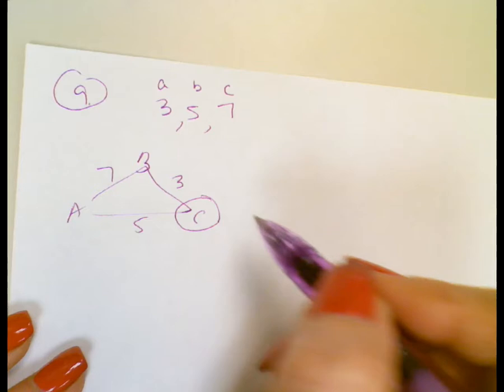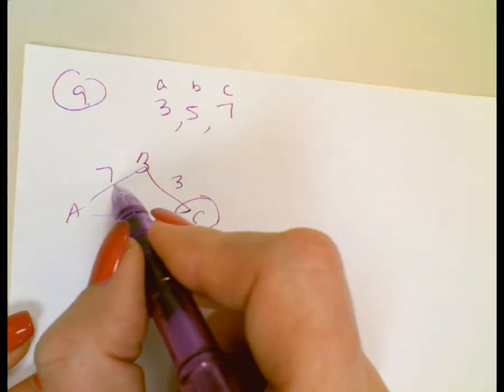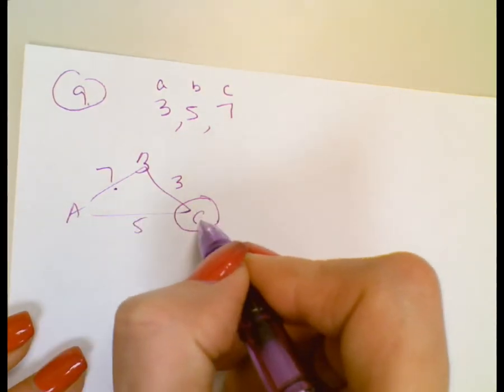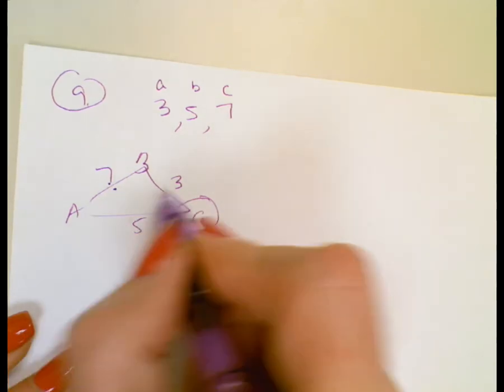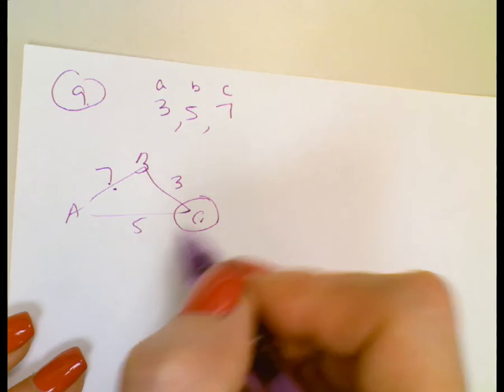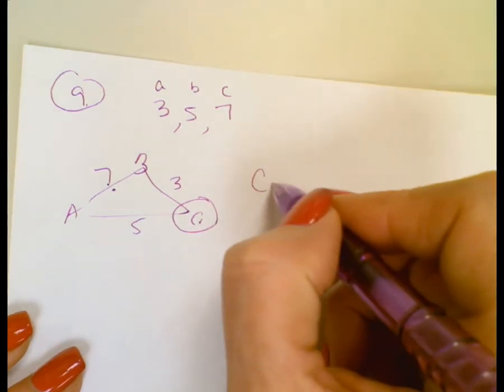That largest angle has to be C because it's across from the largest side. Largest angle is across from the largest side. In this case, the smallest angle would be A because it's across from the smallest one. So we're solving for angle C. So how do you solve for angle C?